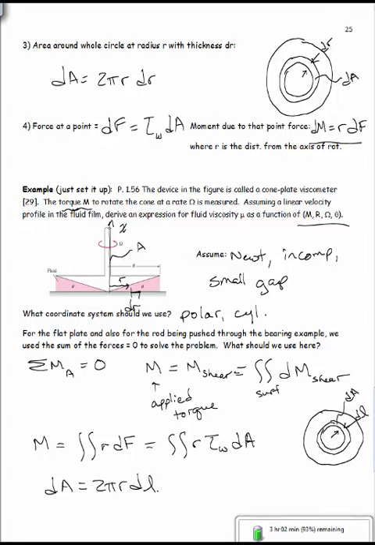Okay, so we have a problem. When we plug this dA in here for our equation, we have L's and R's, and we don't want L's and R's. We just want R's, and we want to integrate from R equals 0 out to R equals big R. Okay, so what we're going to have to do then is use some trig for dl, to plug in, so we end up with a dr instead of a dl. Okay, and we'll do that in class.